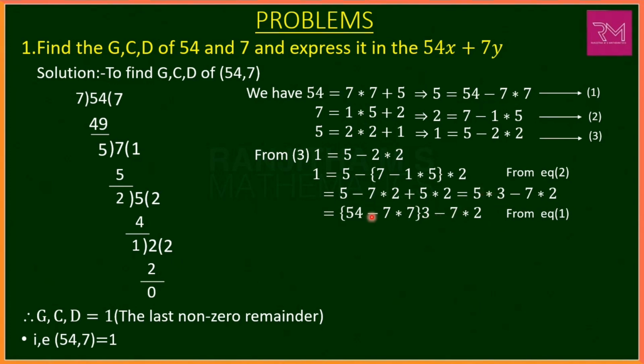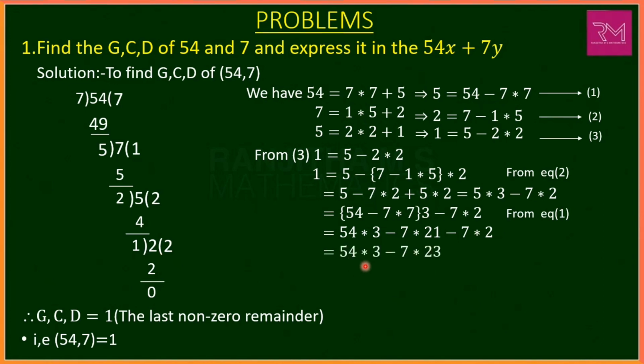Here multiply 3 inside this bracket. We get 54 into 3 minus 7 into. Here our aim is to express it in the form of 54x plus 7y, so we are finding 54 into some value and 7 into some value. Here we multiply 3 inside this bracket. We get minus 7 into, here 7 into 3 is 21, minus 7 into 2 as it is. Now we can take these two values: this is minus 7 into 21, and this is minus 7 into 2. If we take minus 7 as common, we get minus 7 into 21 plus 2. 21 plus 2 is 23.